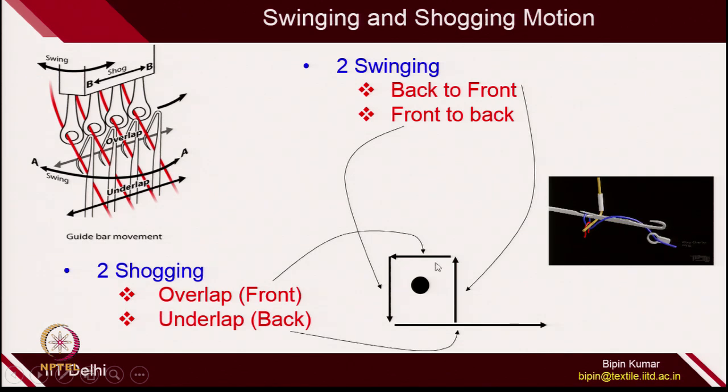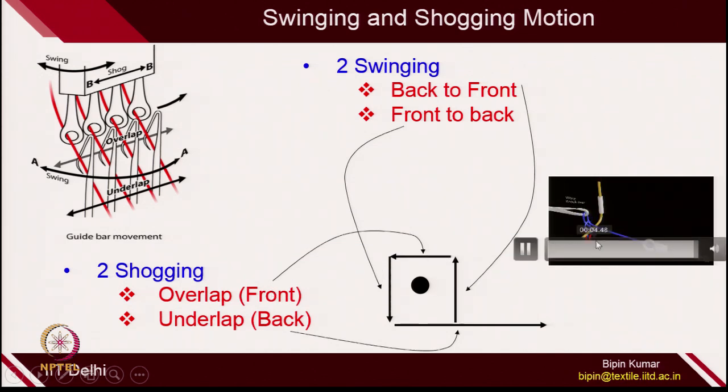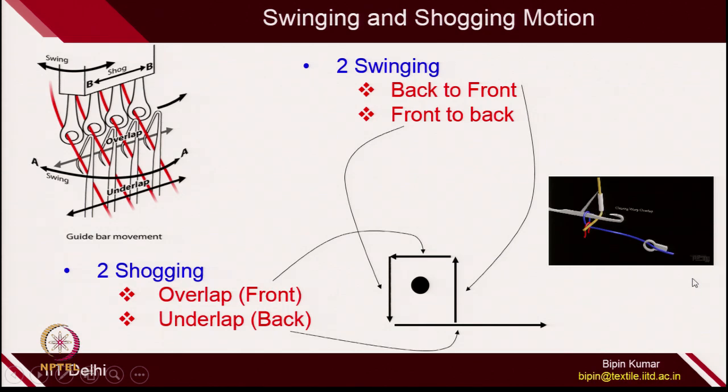This is just a simple animation. Overlap is easily visible, which is on the front side, and you are moving one pitch. Two swinging motions and one overlap are visible in this animation. First it swings, then shogs, and then again swings. These three movements are visible in this animation. This is the swinging and shogging motion. Once the swinging and shogging motion is clearly understandable, then we will start analyzing different fabric structures from the next class.